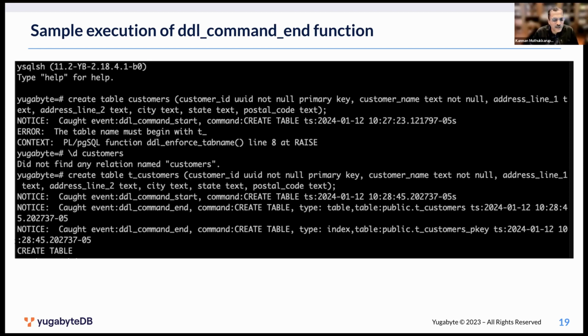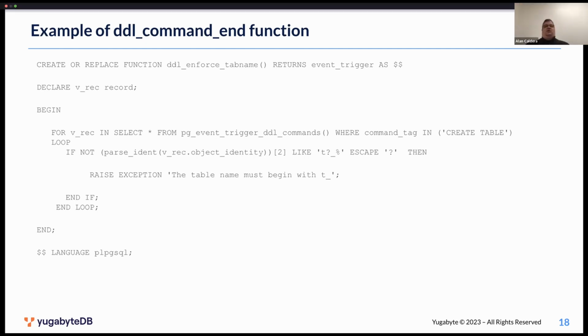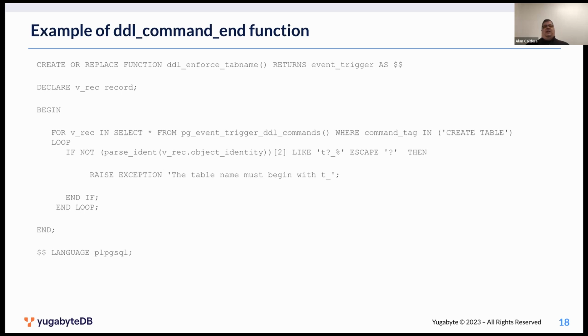And Alan, if you could go back one slide, what is the helper function you use? It's parse_ident. But it triggered the PG event trigger DDL commands to actually loop through all of the things that got generated by that statement, and then parse_ident is one of those nice little scalar functions that exist to make life easier for PL/pgSQL developers.